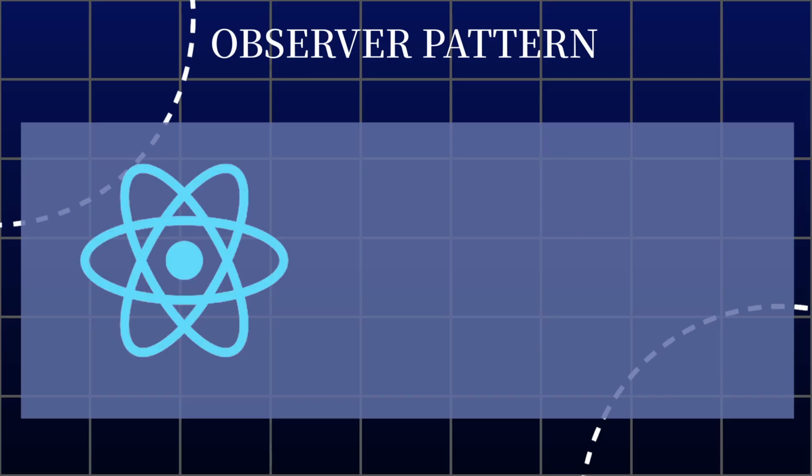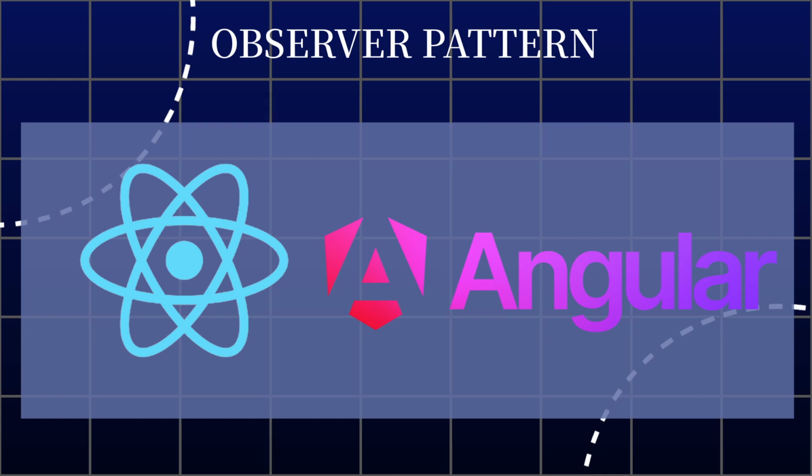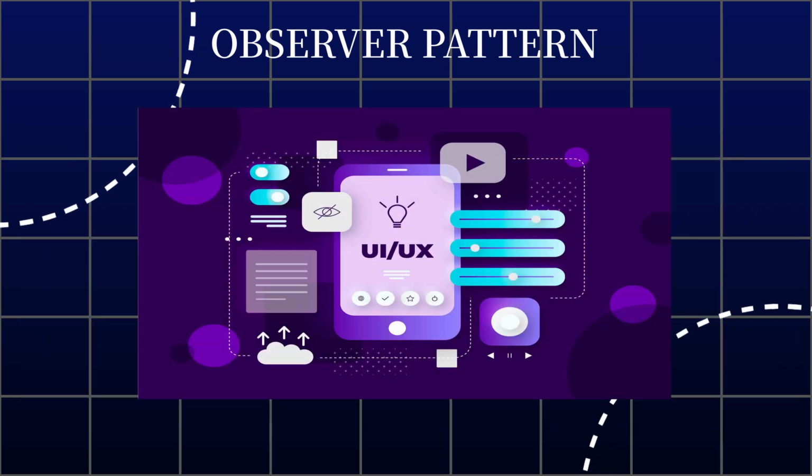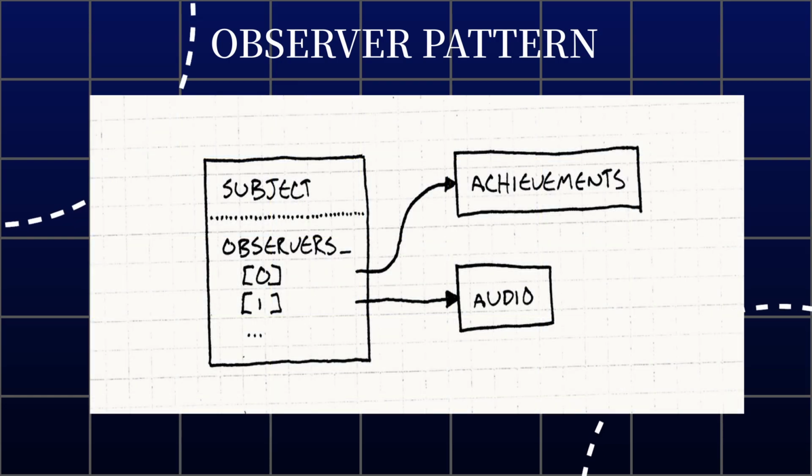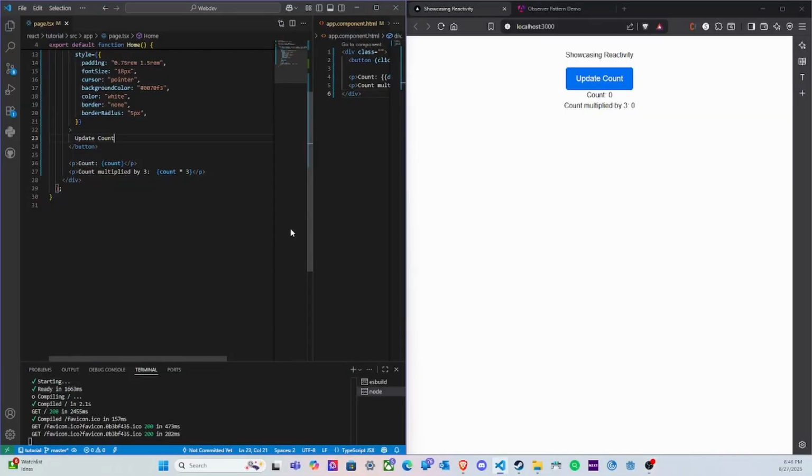In web development, React, Angular, and other frameworks use this concept to update interfaces and pass around important information throughout the application without having a direct reference to it. So it makes it a lot simpler. So now that we understand the observer pattern, let me show you how it shows up in React.